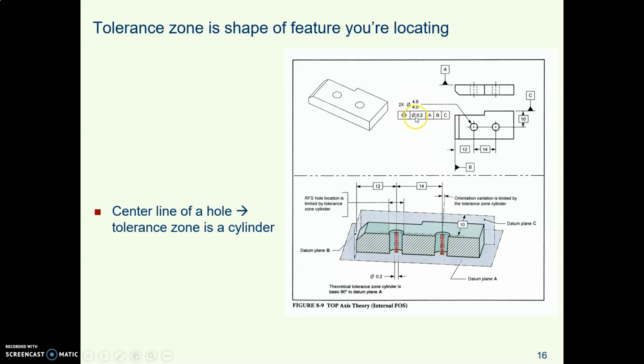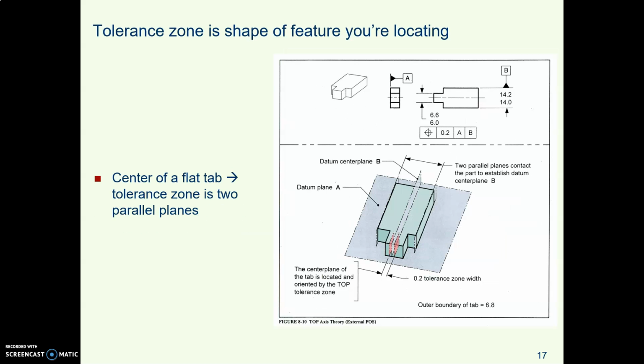So here is this part with the hole on it. This one happens to be metric. So this says the position of these holes, the center axis of these holes, has to land within a tolerance zone that has a diameter of 0.2 of a millimeter. And here it is down here. There's that tolerance zone within which the axis must lie. So a cylindrical hole has a cylindrical tolerance zone.